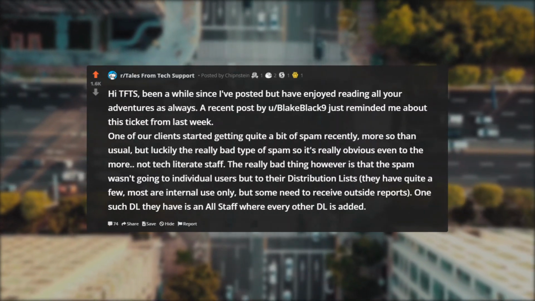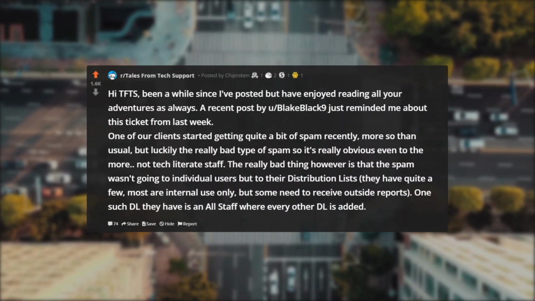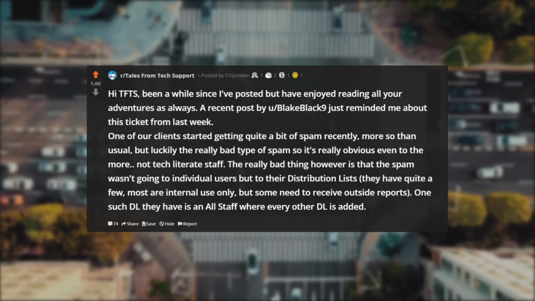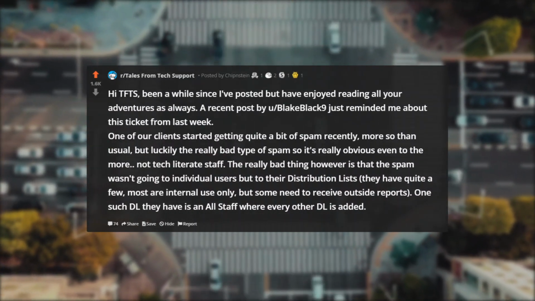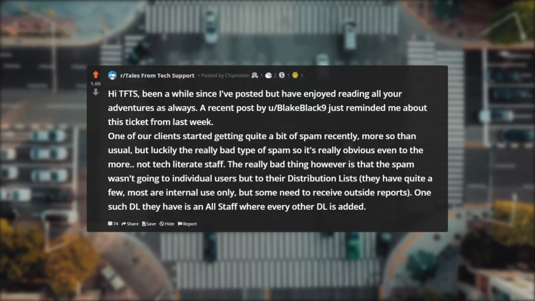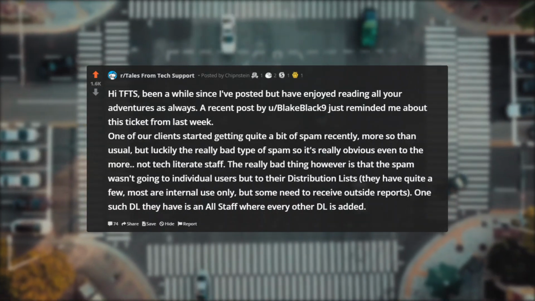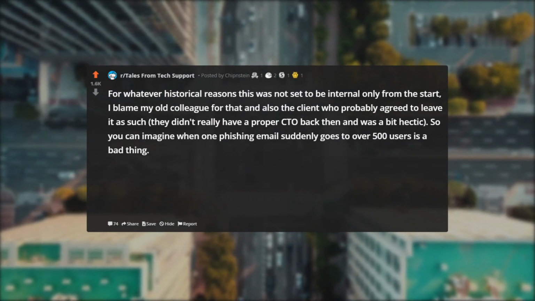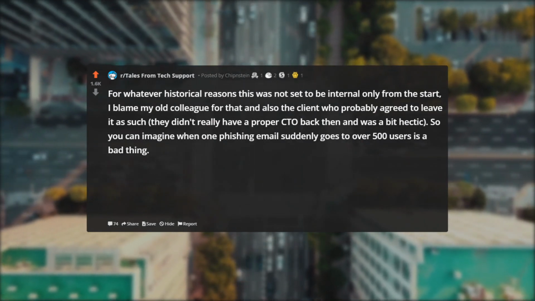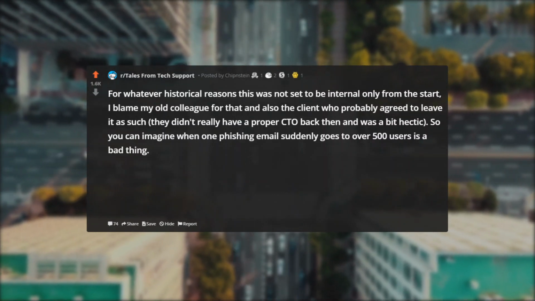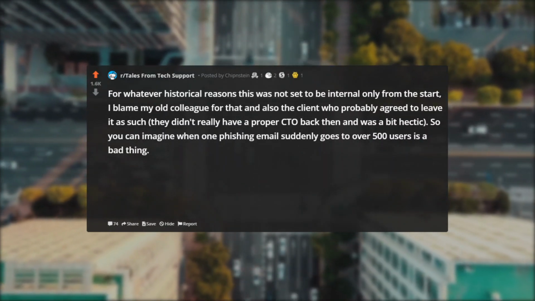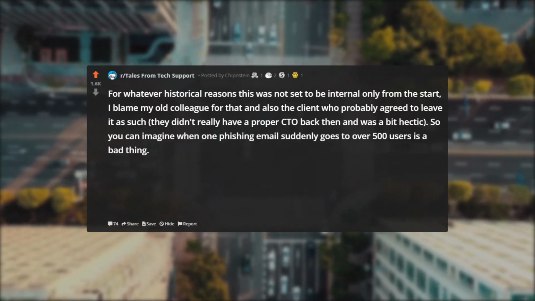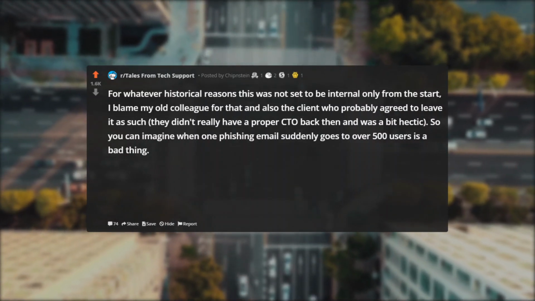The really bad thing, however, is that the spam wasn't going to individual users, but to their distribution lists. They have quite a few, most are internal use only, but some need to receive outside reports. One such DL they have is an all staff where every other DL is added. For whatever historical reasons, this was not set to be internal only from the start. I blame my old colleague for that, and also the client who probably agreed to leave it as such. They didn't really have a proper CTO back then and it was a bit hectic. So you can imagine when one phishing email suddenly goes to over 500 users, it's a bad thing.